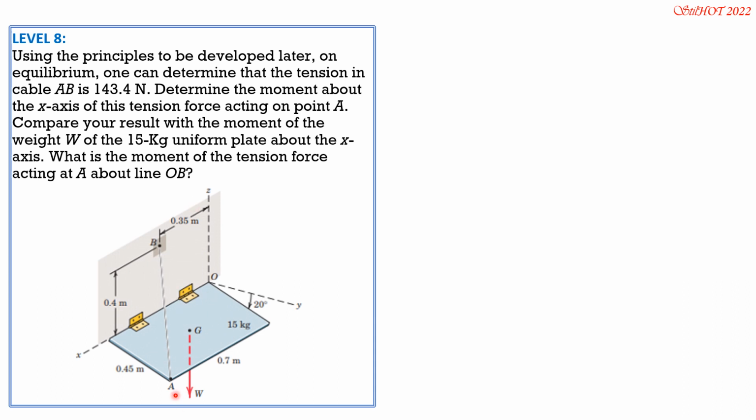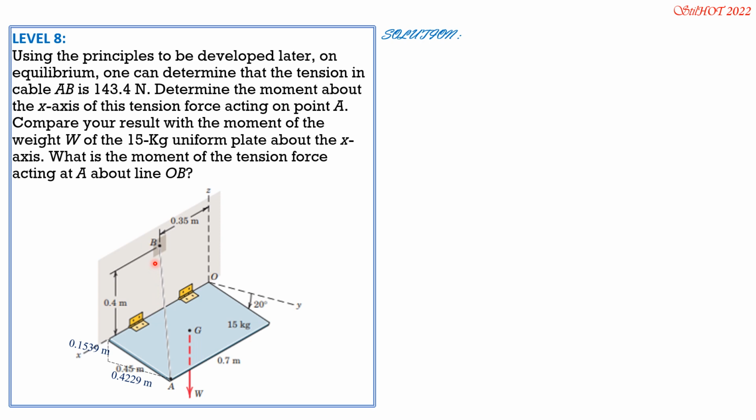So first, let's compute for the distance. So this plate, inclined plate, is 0.45 meter and it is depressed 20 degrees. Therefore, the distance along the y-axis is 0.45 cosine 20 and this vertical distance is 0.45 sine 20. So 0.45 cosine 20 is 0.4229. 0.45 sine of 20, this distance here, is 0.1539.